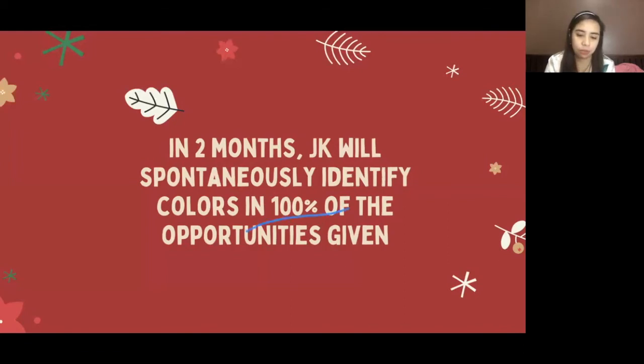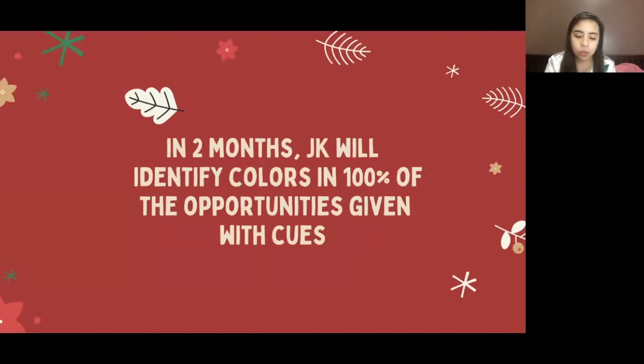Next. In 2 months, JK will identify colors in 100% of the opportunities given with cues. So I changed it. This one is the behavior. This is the criterion. And this is the condition. So as you can see, I changed the condition to with cues.